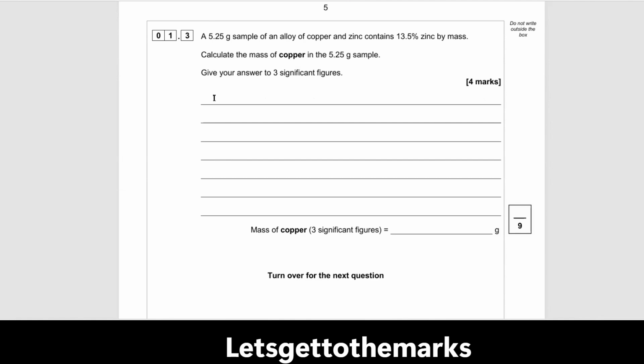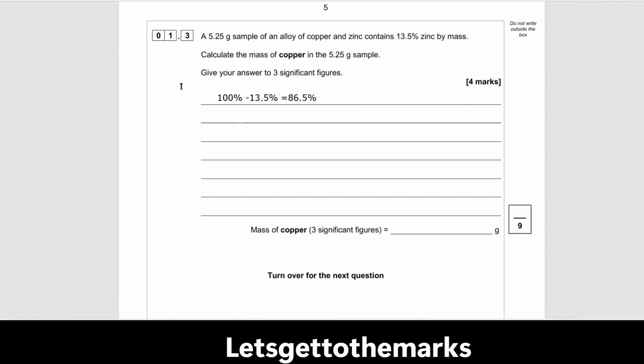One way to do it is to say, well, it's 100% zinc and copper, right? But we know that the zinc is 13.5. So I'm going to take 13.5% away from 100%. And what is that going to give? That's going to give me the percent of copper. So, 100 minus 13.5, and that's going to give me the percentage of copper, and the percentage of copper is 86.5%. Look, that's how I did it. 100%. I took away the 13.5 for the zinc, and that left me with the copper.